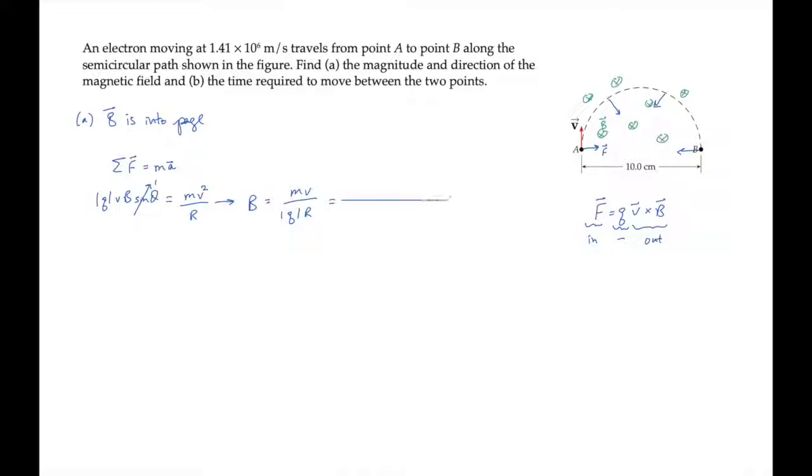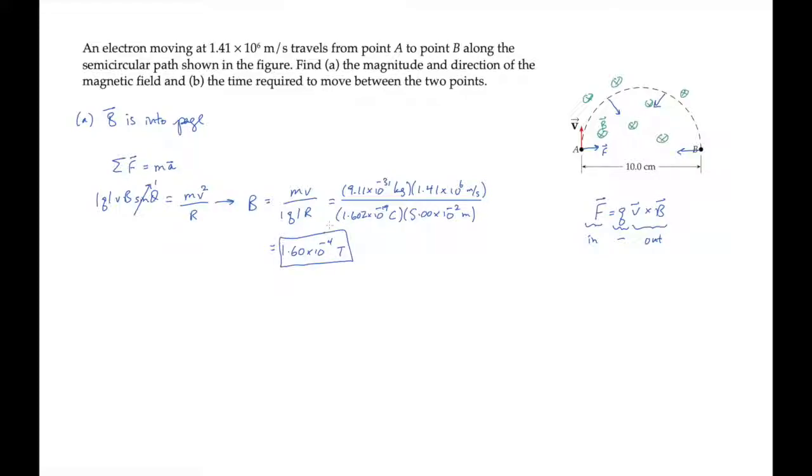Substitute all the values, the mass of an electron, its speed, the magnitude of its charge, and the circle's radius, finding that the magnetic field has a magnitude of 1.60 times 10 to the minus 4 Tesla.